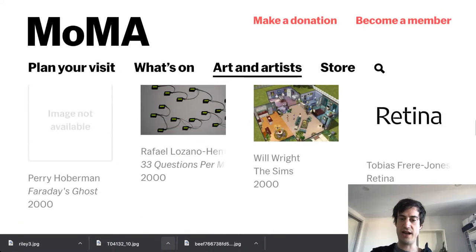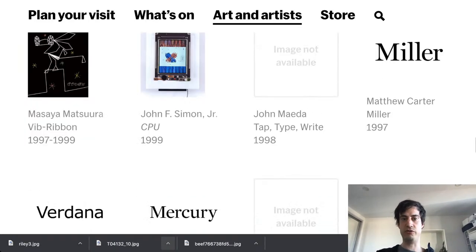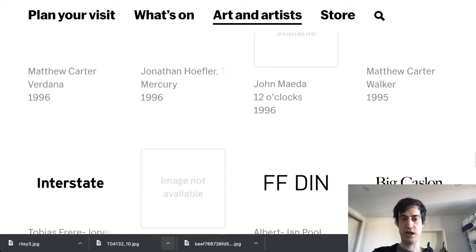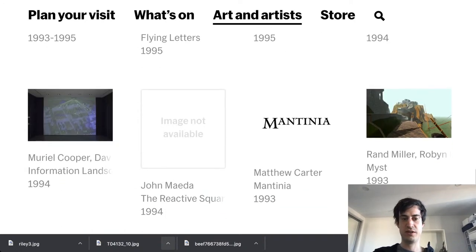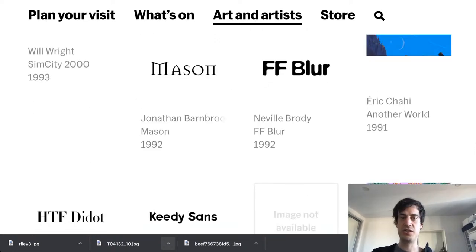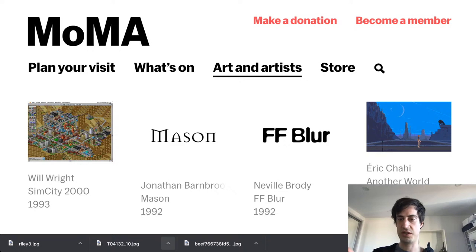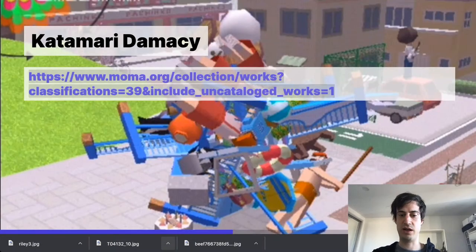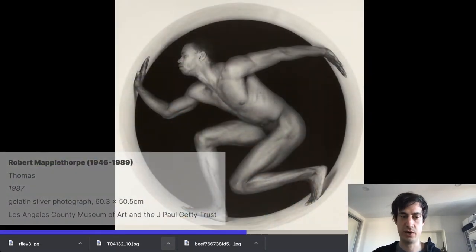And Will Wright is listed as an author or artist of this piece of software. Here are a series of fonts. More results. So they have 72 pieces of software in their collection. So this is a good place to start thinking about, say, interactive art and what is the boundary between a game and an artwork. So that's a great resource, and museum collections are a big part of that.